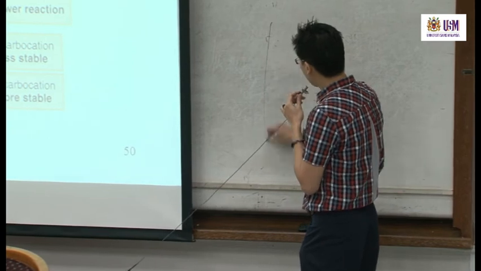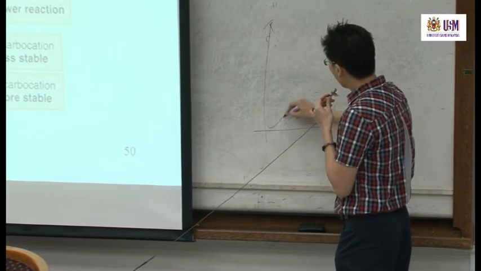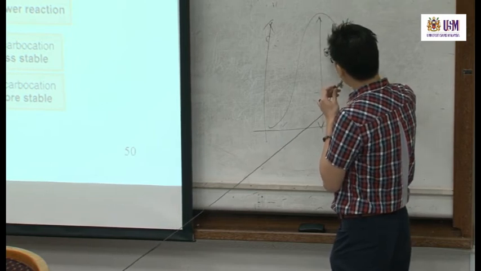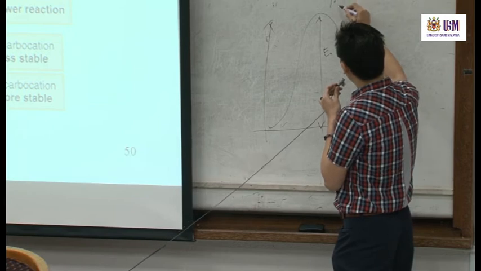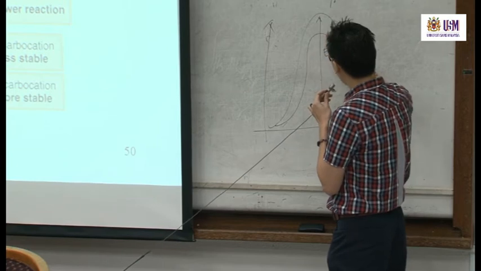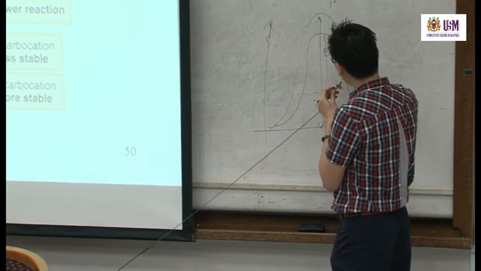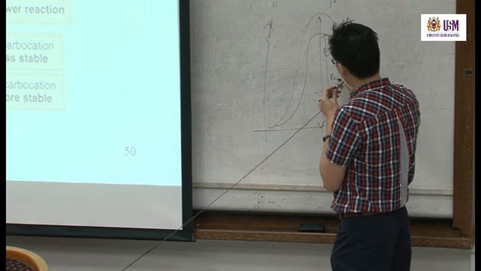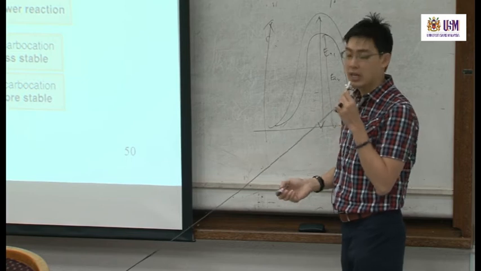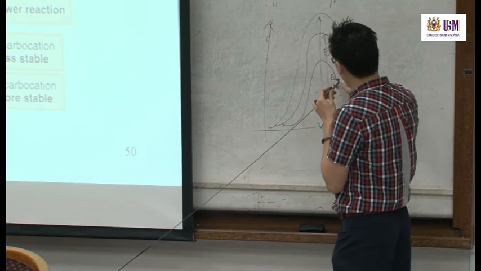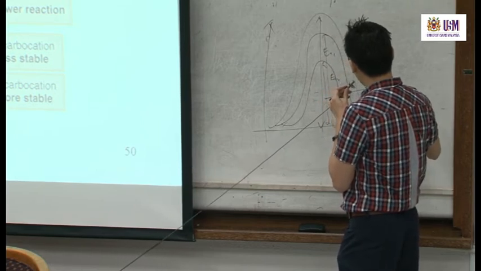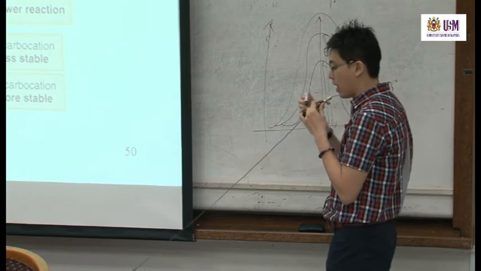Imagine, let's say this is the energy profile. This is the activation energy for the primary carbocation. How about secondary? The secondary one is lower, EA1, EA2. This is for the secondary carbocation. How about tertiary? Of course, you can imagine this one is even lower. You have an EA3 here. This is the tertiary carbocation.